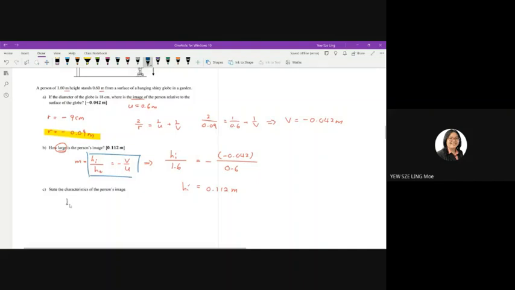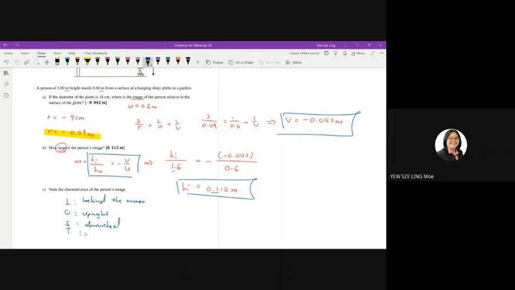So what are the characteristics? The image is formed behind the mirror. How do I know that it's behind? Because of negative V. And then the orientation, it is upright. How do I know? Because I have positive HI. And then the size, by looking at the original size and the image size, obviously it is diminished.